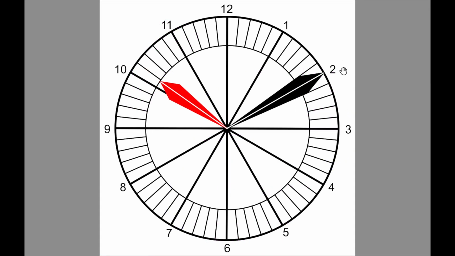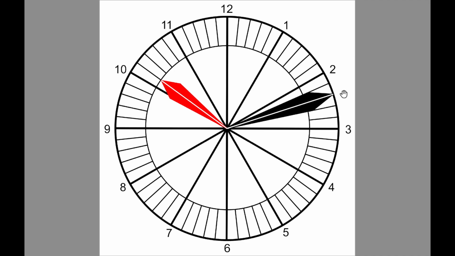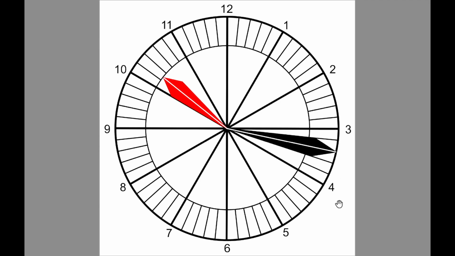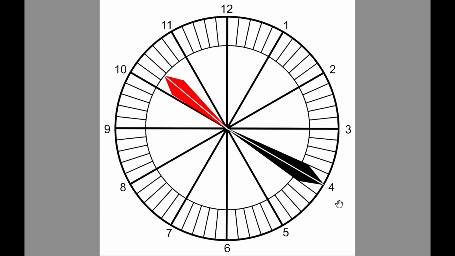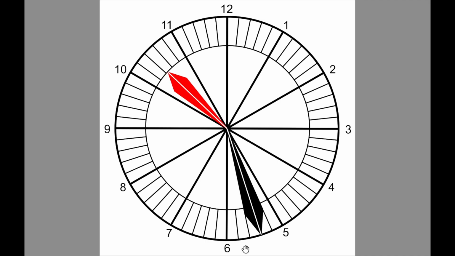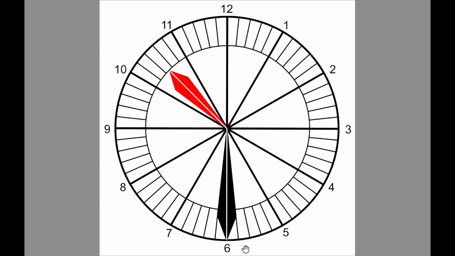10 minutes is 1/6 of an hour. 12 minutes is 1/5 of an hour. 15 minutes is 1/4 of an hour. 20 minutes is 1/3 of an hour. And 30 minutes is 1/2 of an hour. I think this is a useful way of looking at fractions.